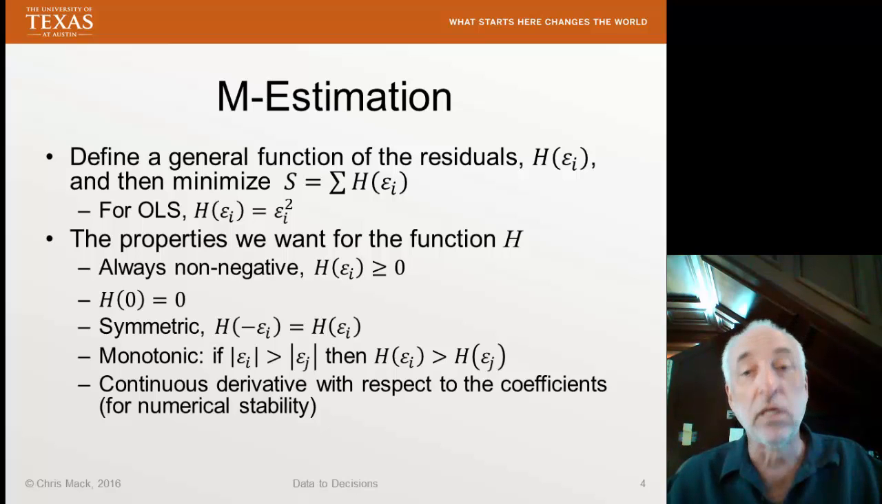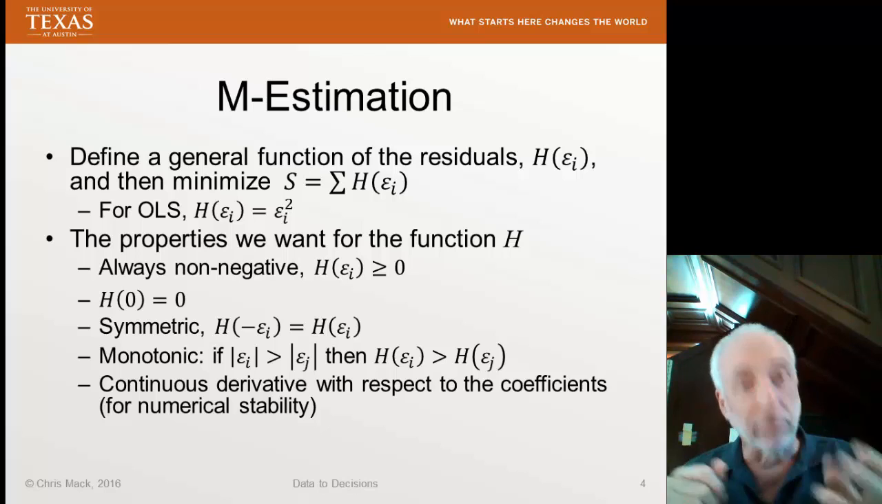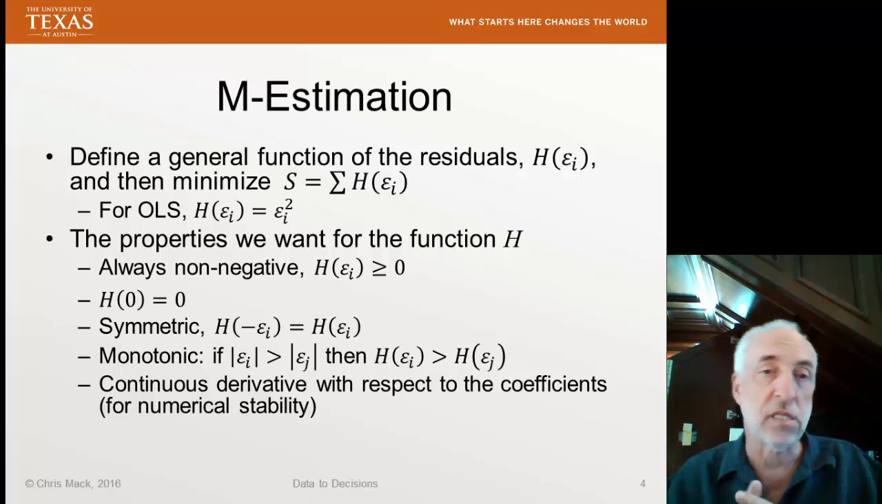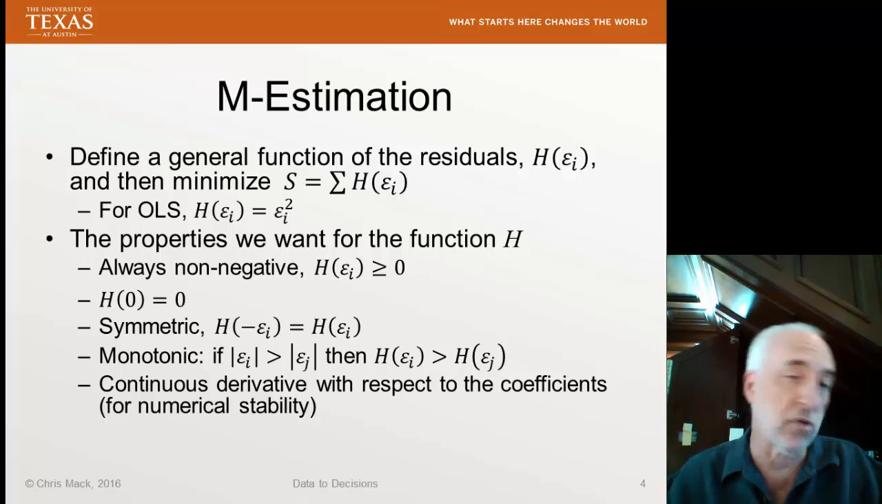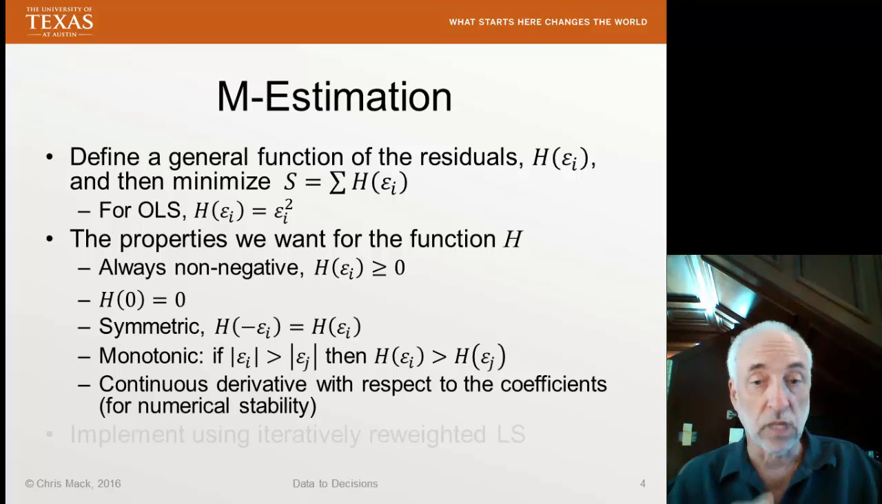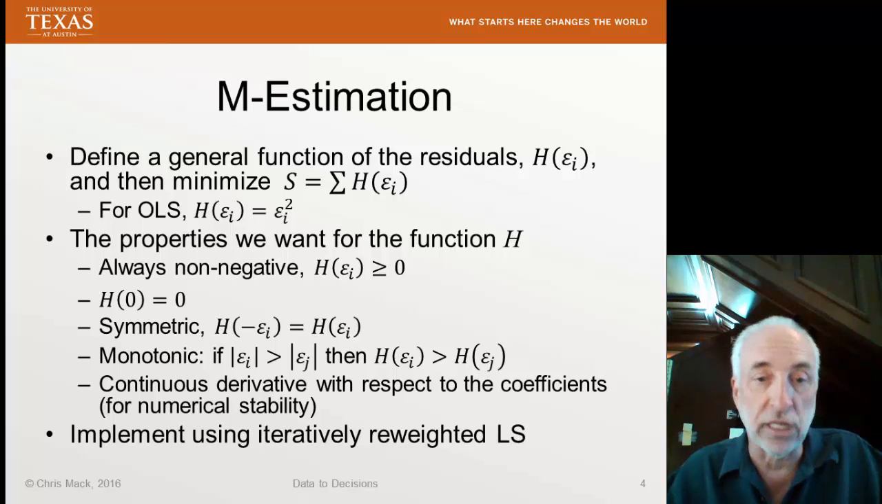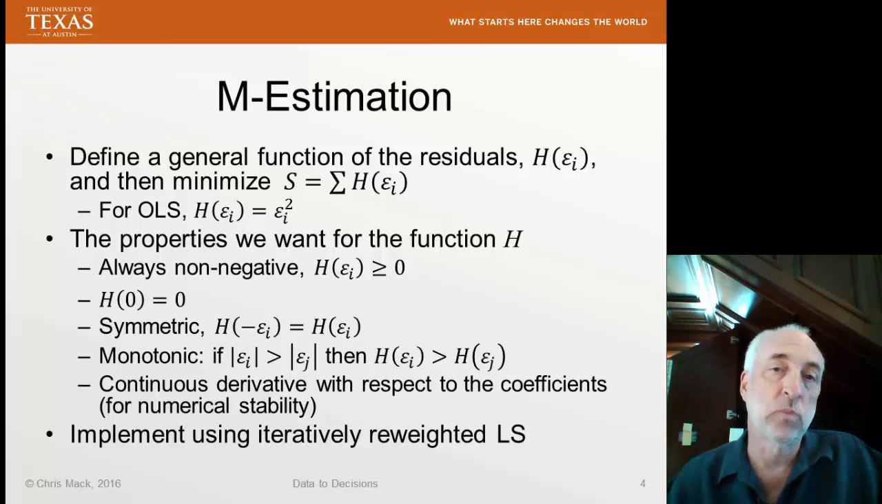But the last one allows us to be more effective in finding a minimum of this sum S. That is, we want a continuous derivative with respect to the coefficients. That enables numerical stability and our ability to find minima. Then we're going to implement M-estimation using something called iteratively reweighted least squares, which I'll discuss in a moment.